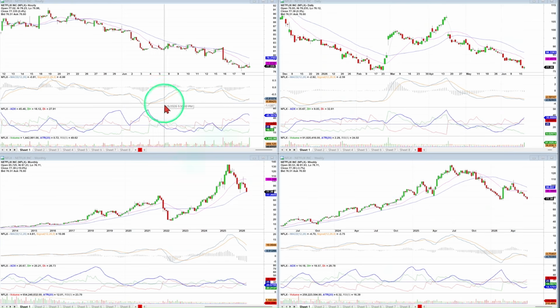All right, I've got the chart or the grid of Netflix up. I've got a monthly chart in the bottom left, weekly in the bottom right, daily in the upper right, and then an hourly in the upper left. Now, I've gotten a lot of requests to make the mouse easier to follow, so hopefully this circle is a little bit easier. And I'm also going to try and zoom in more when I'm talking about a specific time frame. I've gotten a lot of comments about that.